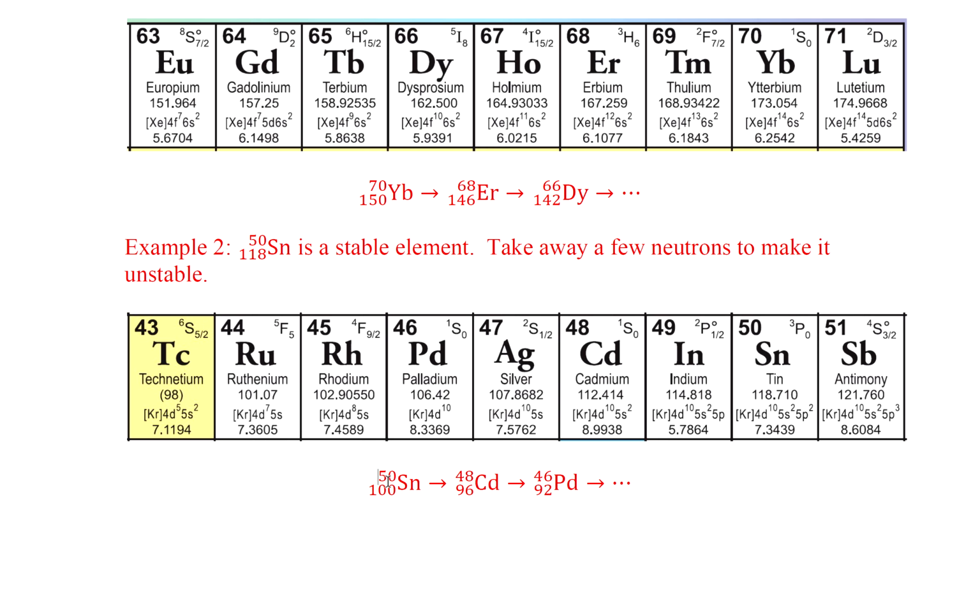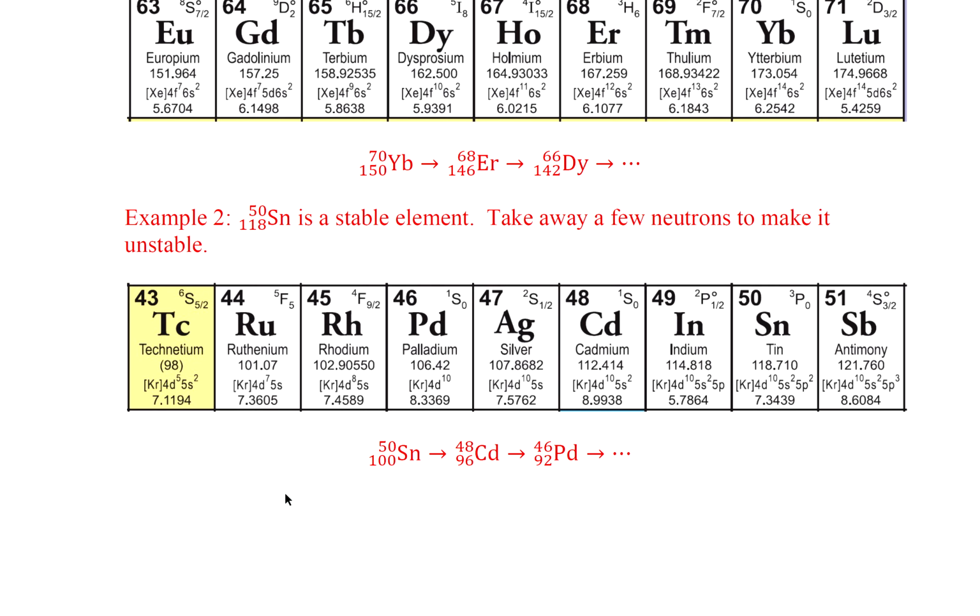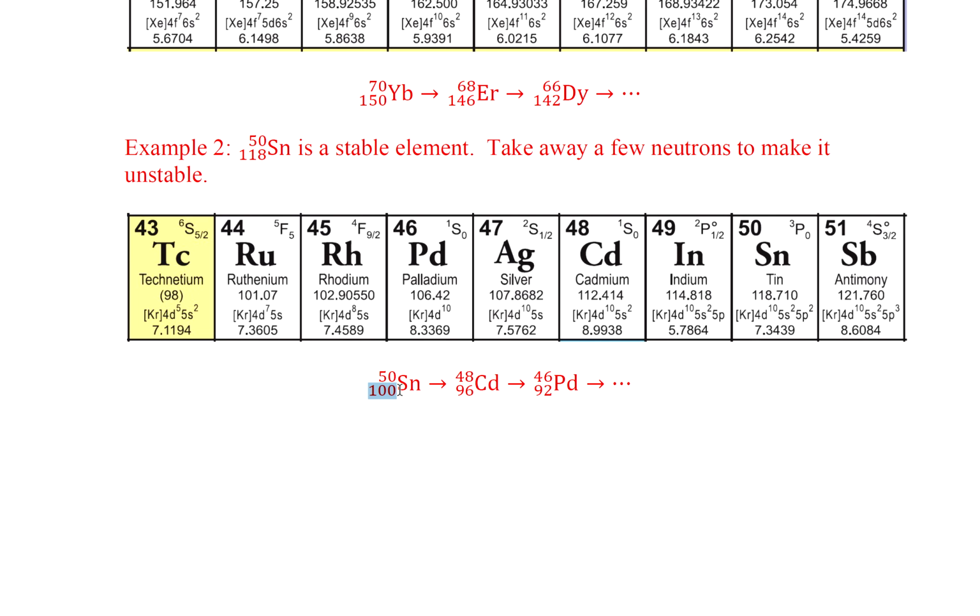When it undergoes alpha decay, I'm going to lose 2 protons. So the 50 becomes 48. And then the 100 protons plus neutrons becomes 96 protons plus neutrons. And then cadmium is also unstable, so it's going to undergo alpha decay. It's going to go from cadmium to palladium. What I'm highlighting here in gray is 2 alpha decays.